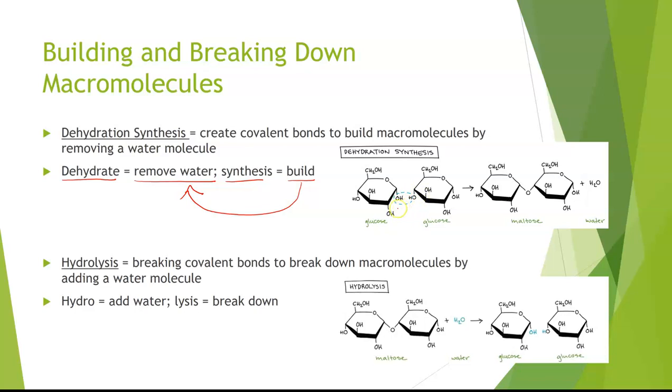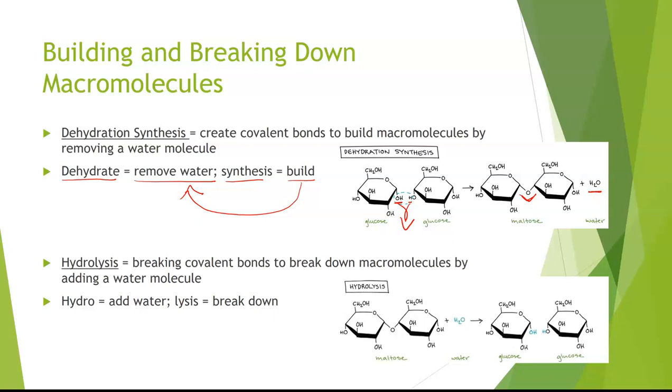And what happens is one of those hydroxyl groups and one hydrogen from the other hydroxyl group come together and make a water molecule that is removed. And then that oxygen is left as the linkage between the 2 original glucose molecules. And we have a water molecule as a waste product. So that is dehydration synthesis.